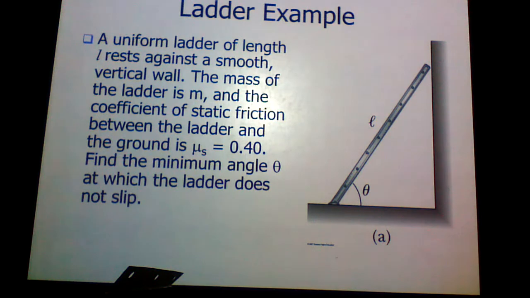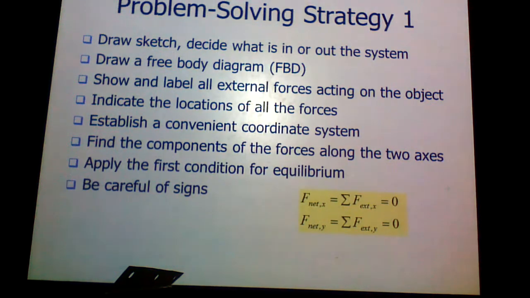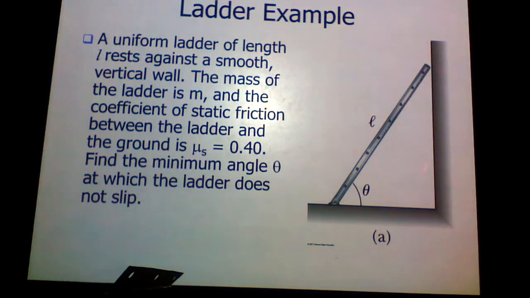Okay, so we want to find the minimum angle theta at which the ladder does not slip. So just some problem-solving strategies to help us out. I would first say, let's draw a sketch and decide what's in the system and what's outside of the system. Ultimately, we're going to be able to do that by drawing some type of free body diagram. Let's draw a sketch of the ladder, which we were already given here.